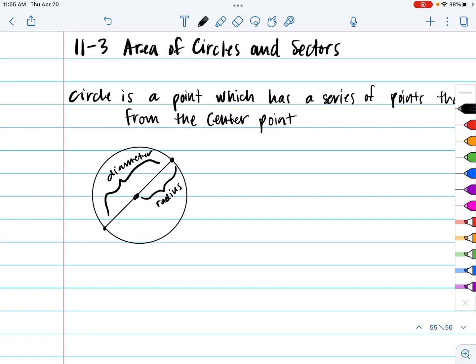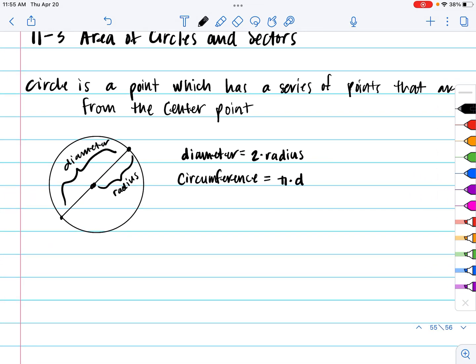Okay? We also need to know a couple things. The diameter is equal to 2 times the radius. So that is important to know. We also need to know the circumference equation. So circumference is equal to pi times diameter. We also should know that pi is approximately 3.14. If you want to add some more decimals, 1592, that's okay. But for the most part, it's important to use pi as its own value.